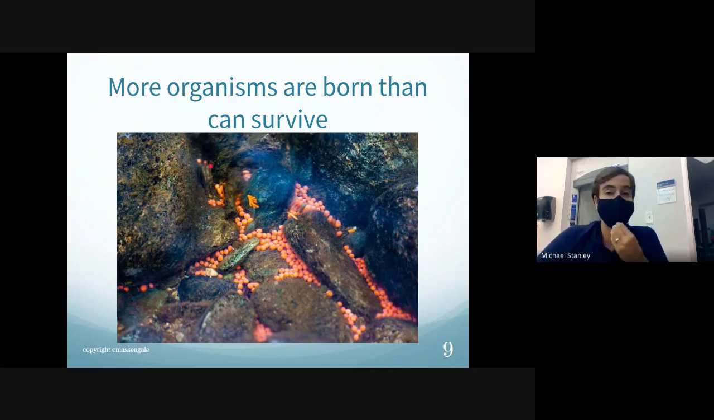So not everybody that's born is going to survive, with the idea being that some organisms are going to be better and some organisms are going to be worse at survival. So not everybody has the same traits. They can pass those traits down from parents to kids to grandkids. And not everybody is going to survive. Only a handful of individuals in a population are going to be able to become parents.